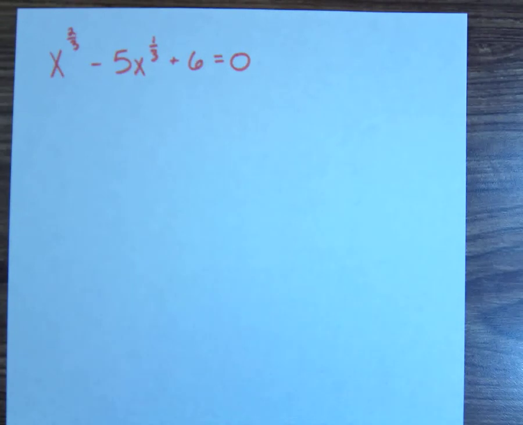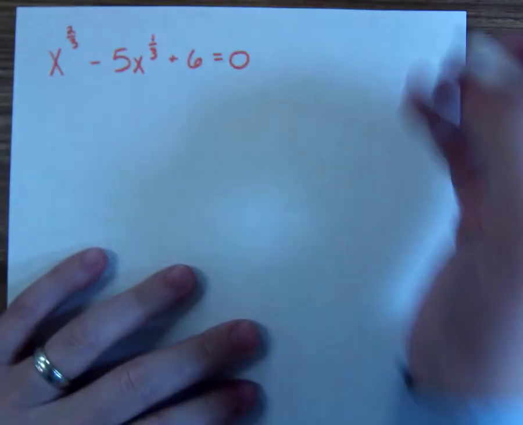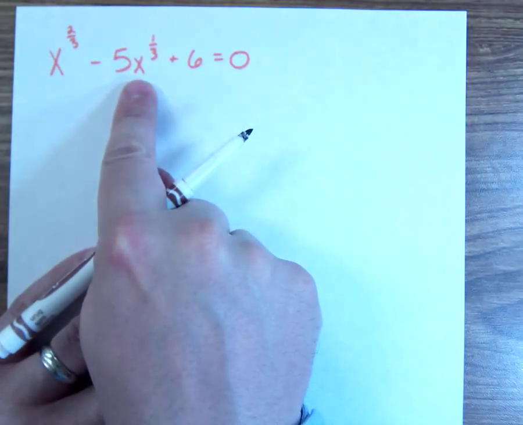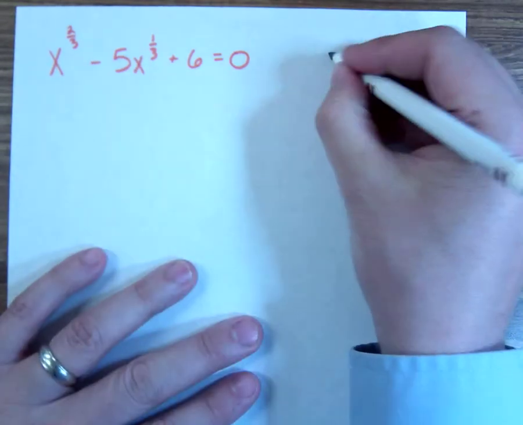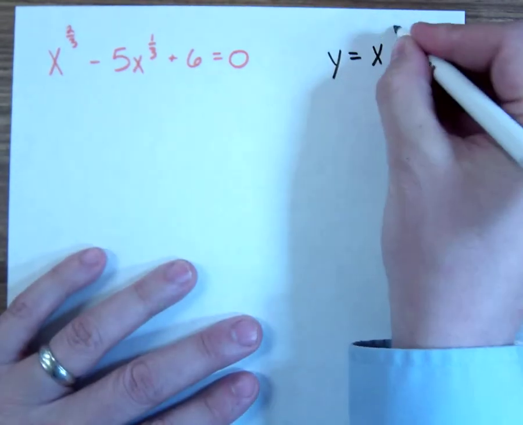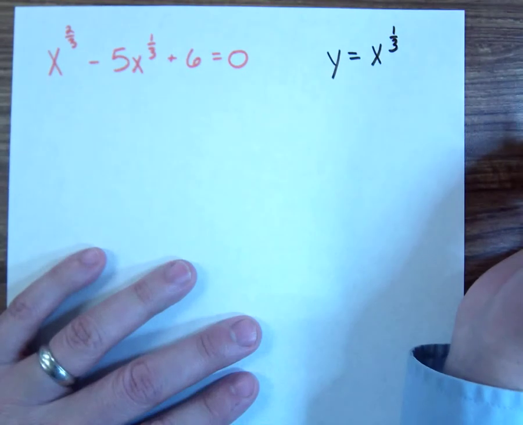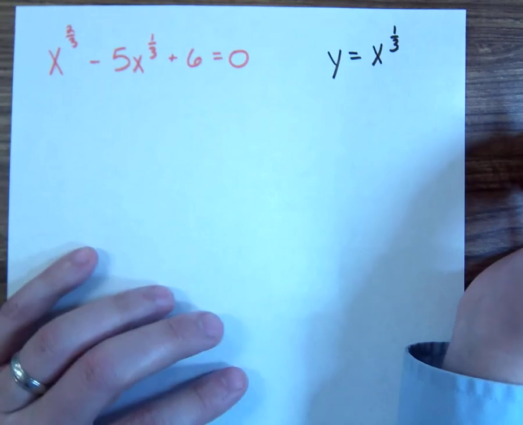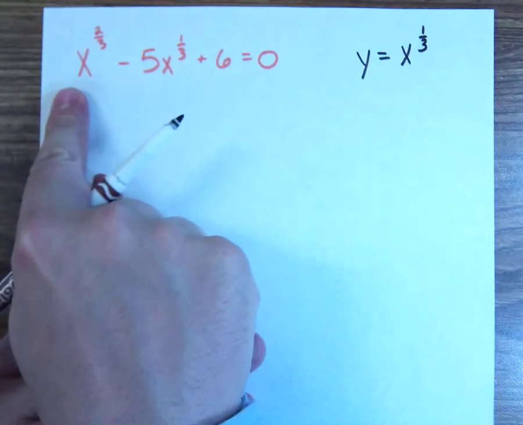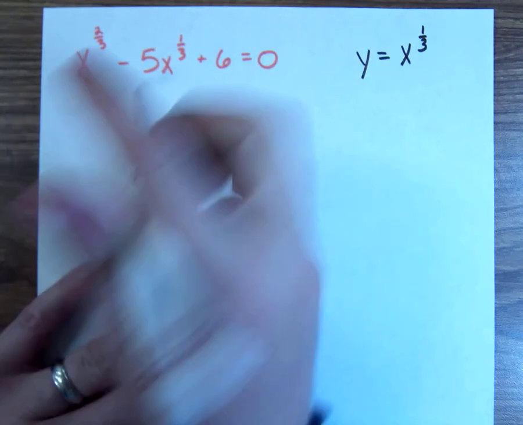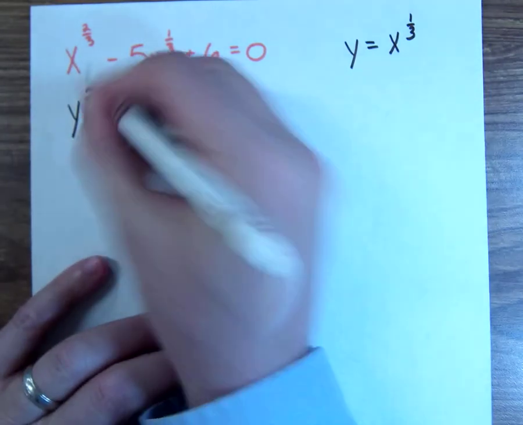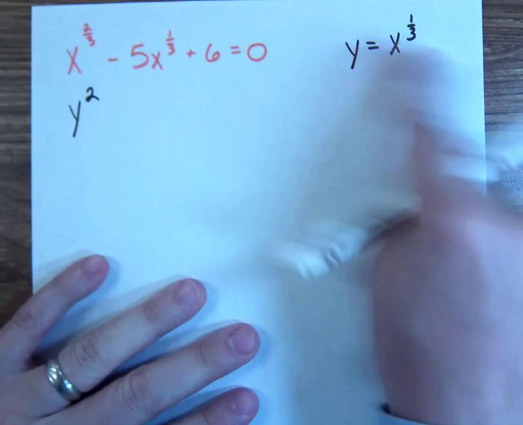Okay, now it doesn't look like it, but this one can also be done using that substitution, where we replace something with y. We're going to replace this right here with a y. So y is going to be x to the 2/3, because 1/3 and 1/3 is 2/3. Yeah, because that makes this first one y squared.